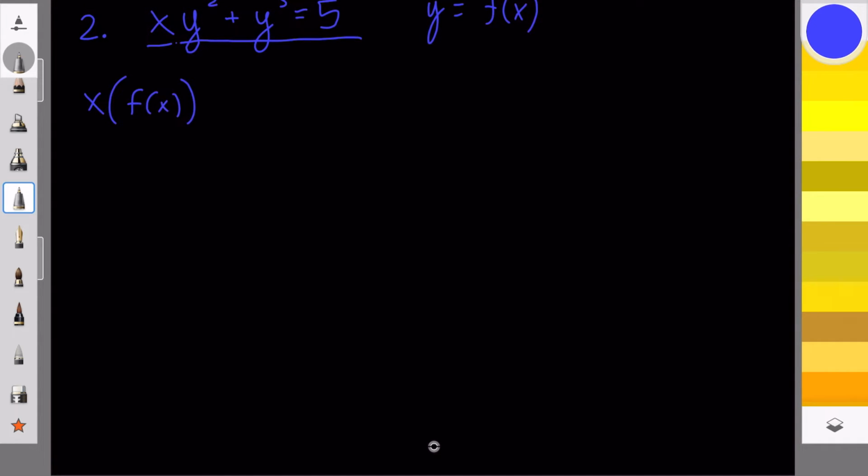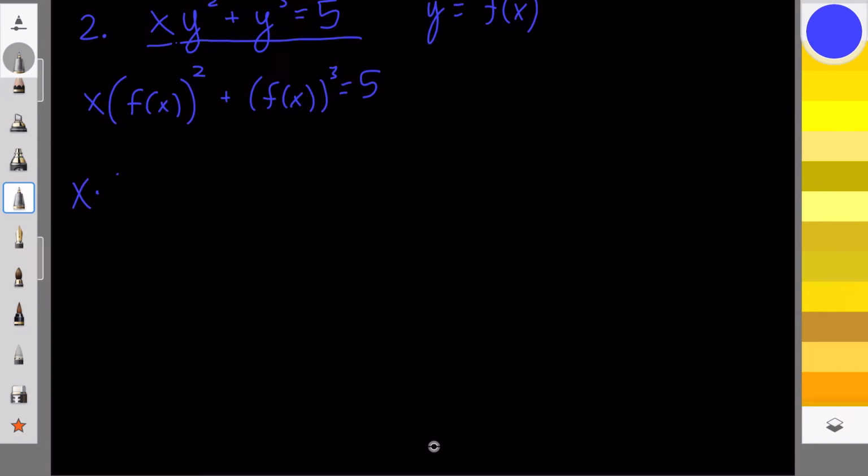All right, x times f of x squared plus f of x cubed is equal to 5. All right, now let's do the derivative of this. Well, the first thing that we're going to do is product rule, right?